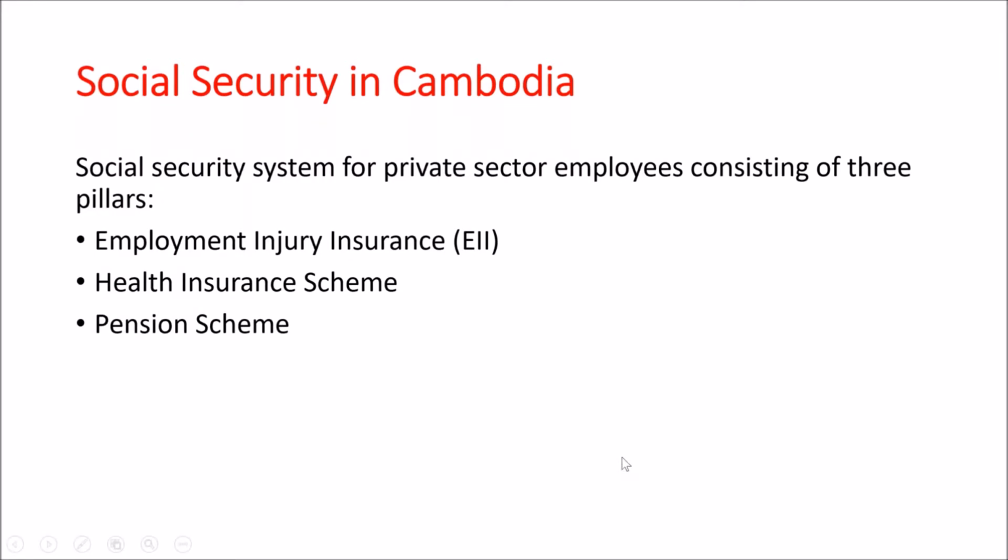And for social security in Cambodia for the private sector employee, there are three pillars. First, they cover injury: the scheme will cover and pay for any injury. After that, they have the health insurance scheme mentioned before, with medical and non-medical packages, and a pension scheme for retirement. But the pension scheme for retirement is not yet applied; they will start soon this year or next year.